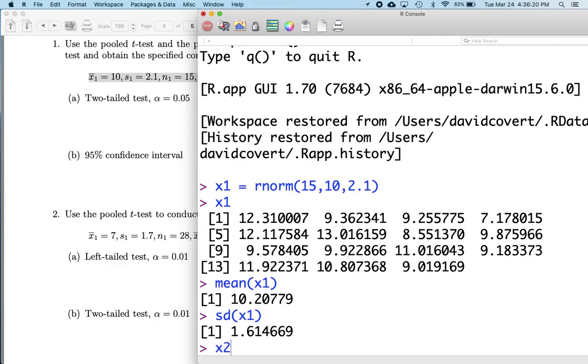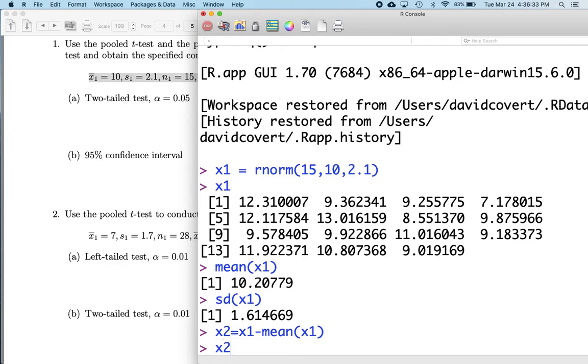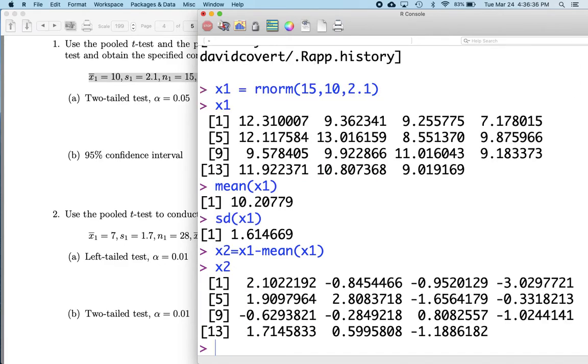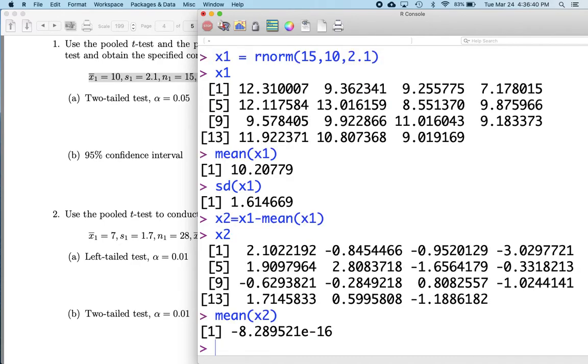So what I'm going to do first is shift everything so that it has a mean of 0. I'm going to pick x1, and from every value in this set x1, I'm going to subtract the mean of x1. This is going to give us a new set of data, x2, and this new set is going to be symmetric about the origin. So if I were to look at the mean of x2, I should get 0. And what this is saying is that it's actually 0 up to 16 decimal places. So it's not exactly 0, but it's basically 0 for all intents and purposes here.